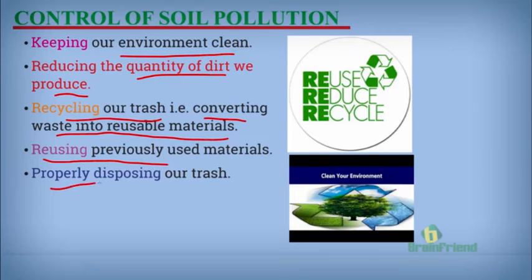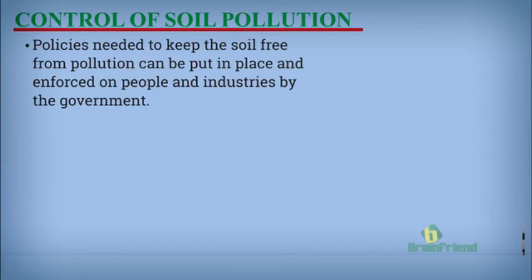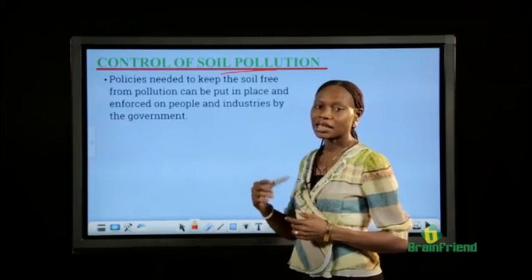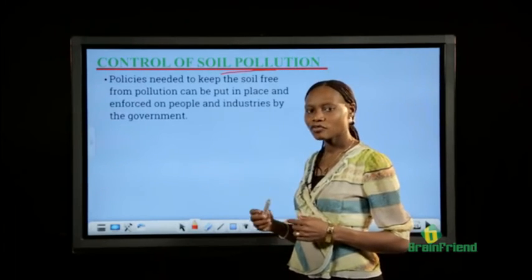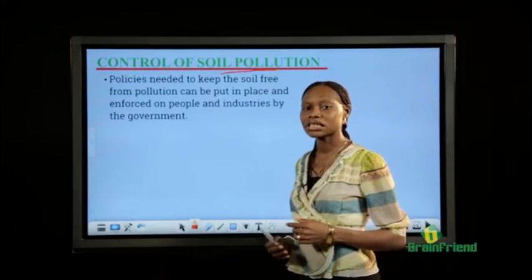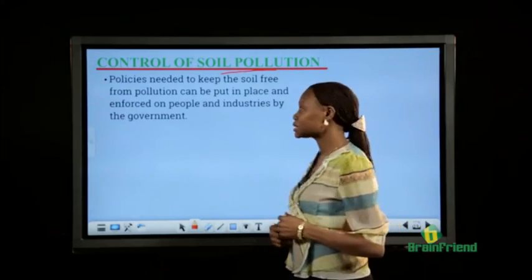We can also control soil pollution by properly disposing of our trash at the appropriate sites. Reuse, reduce, and recycle. Safe for the environment. Another way to control soil pollution is by seeing that our government puts policies in place to ensure this. For instance, the environmental sanitation days allotted to different states to ensure people come out to clean their environment is one of the ways the government can put policies in place to see that we clean our environment.